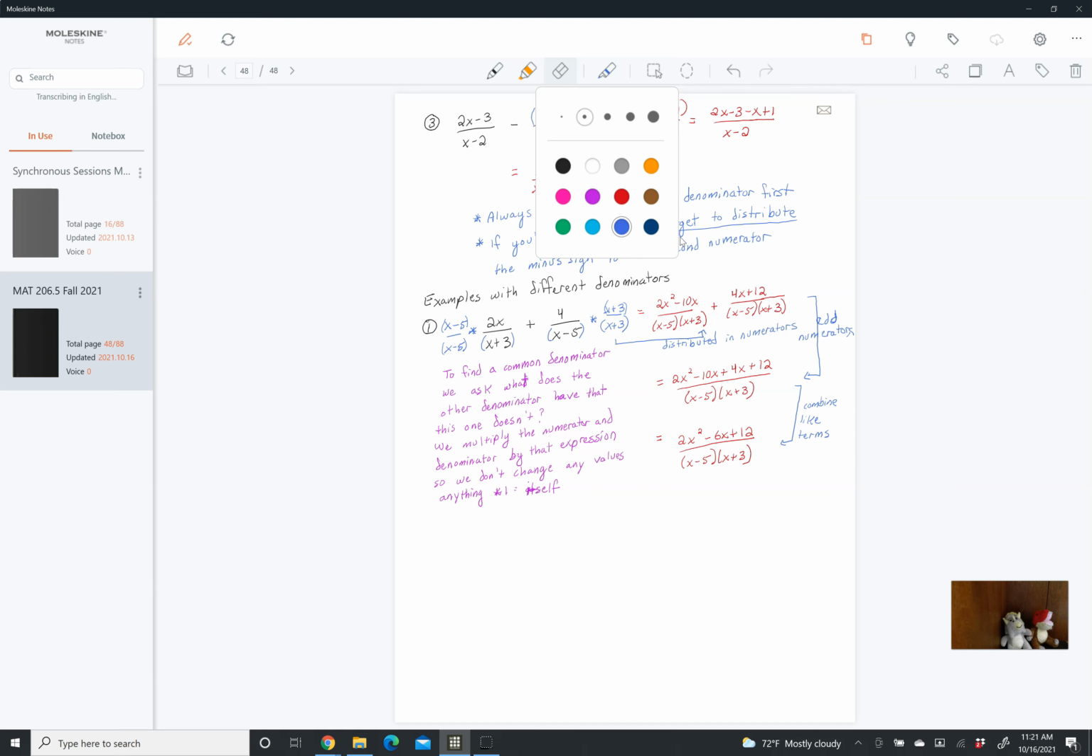Okay, the reason why we leave the denominator as it is, we don't multiply it, is that we want to make sure that we can't reduce the fraction, okay? So what we would do is we would factor the numerator, and it turns out that the most that we can do here is we could pull out a 2. And if we pull out a 2, we get x squared minus 3x plus 6, and then this is over x minus 5, x plus 3.